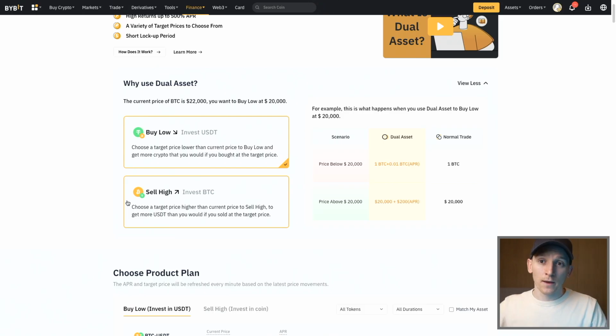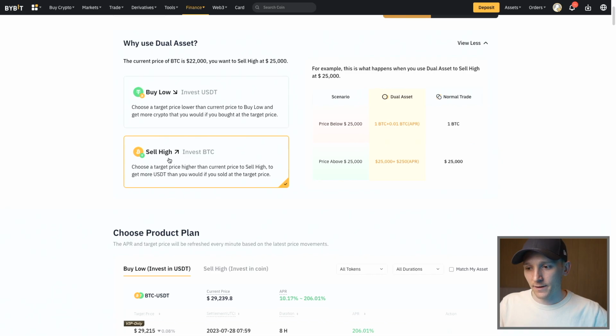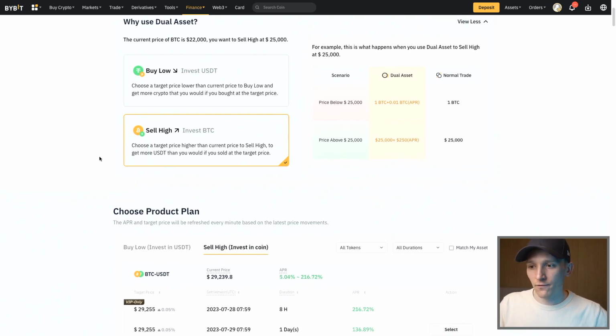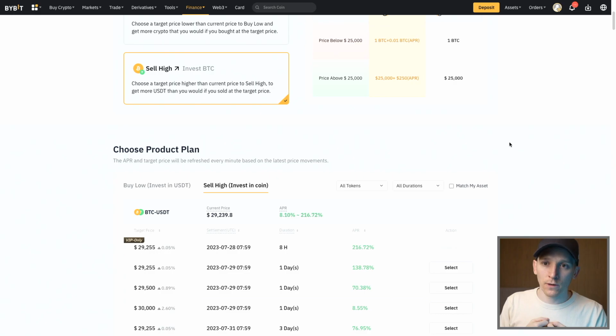The other side of this trade is if you have a crypto asset already and you don't mind selling it in the future. Now, a lot of traders actually do this to create yield on their assets during times when the market is flat and not very volatile. So let's go through this. Sell high, invest BTC. So let's say you have Bitcoin in your account and the market is dead. There's no trading opportunities. Well, you can obviously trade options and receive premiums.